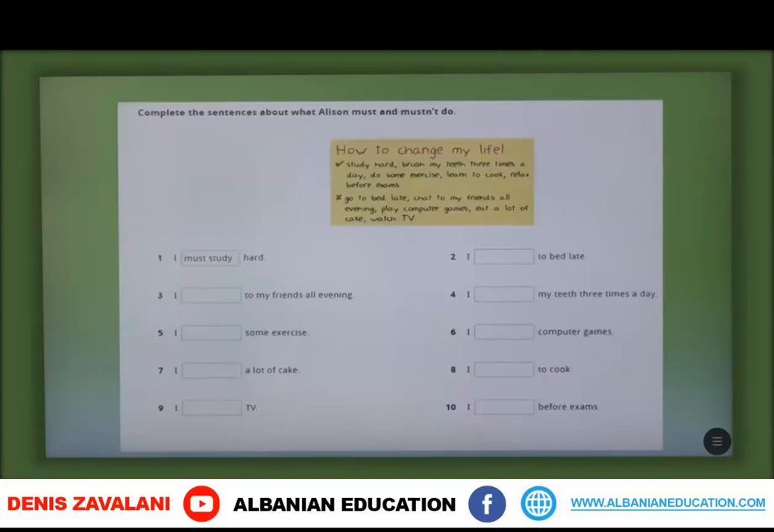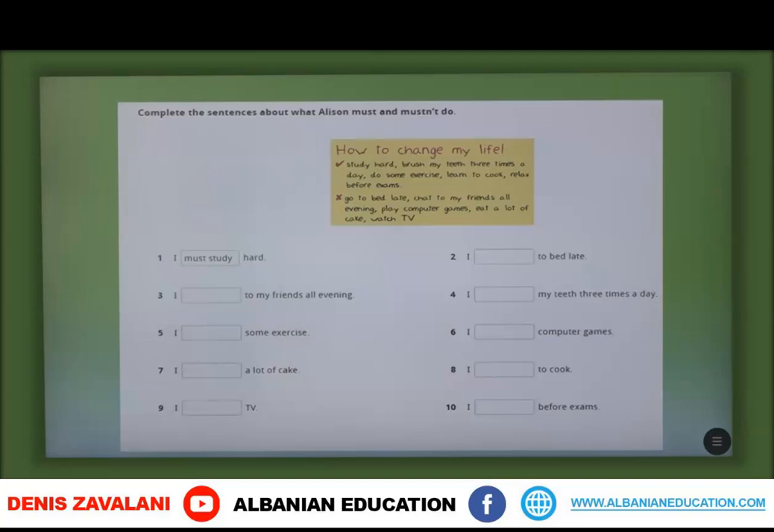Let's do some exercises. We're going to complete the sentences about Alison with must and mustn't. So you have the text on the screen, how to change my life. Study hard, brush my teeth 3 times a day, do some exercise, learn to cook, relax before exams. And what Alison mustn't do: go to bed late, chat to my friends all evening, play computer games, eat a lot of cake and watch TV.